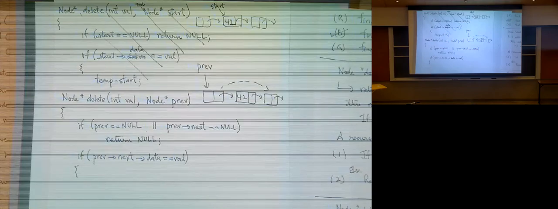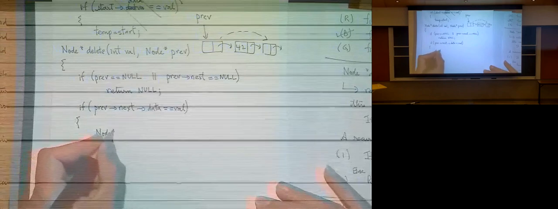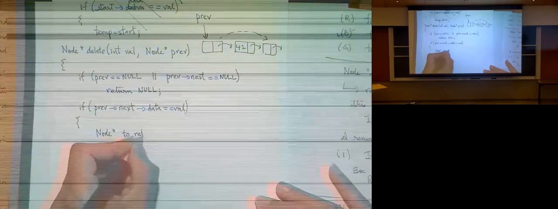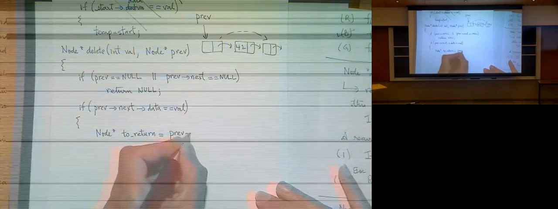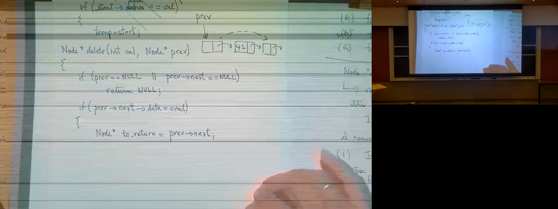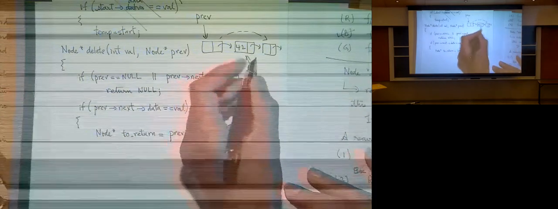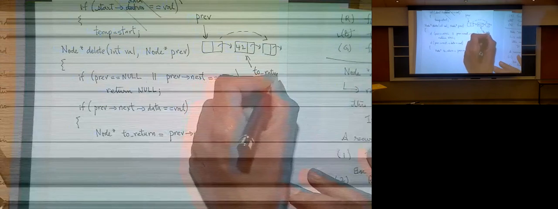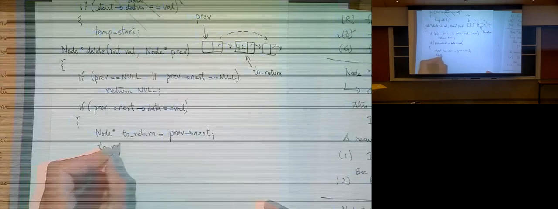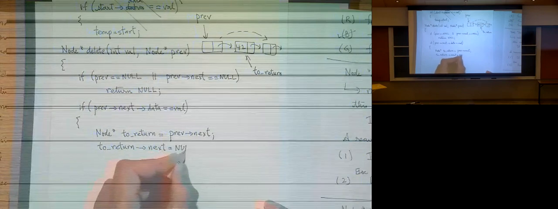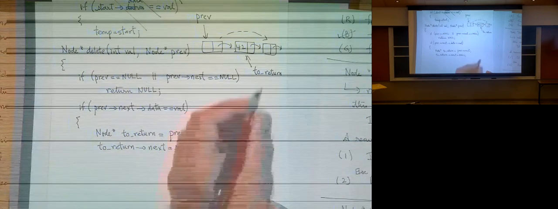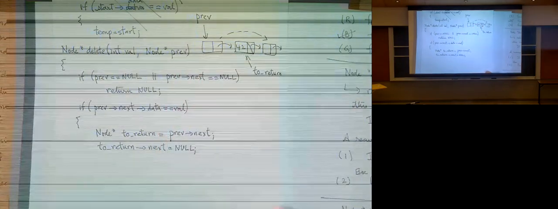I'm just going to write this out in more lines than I need to so that it's clear for me. I'm going to create a node star that I'll call the node to return, and make this equal to previous arrow next. So that means this is to return. Then I will set to return arrow next equal to null. So I would have deleted that.